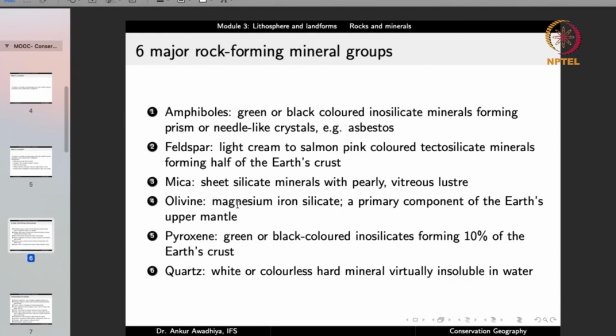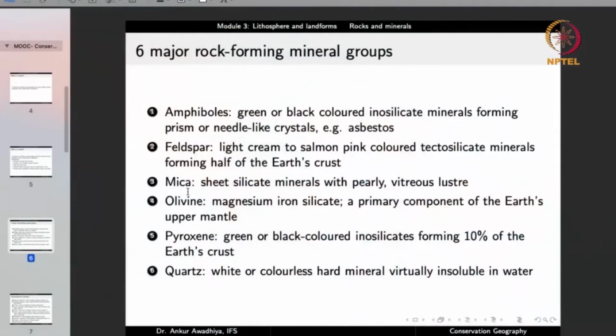The third is mica, which are sheet silicate minerals. So in this case, the silicates are arranged in the form of sheets. So we have chains, we have sheets, and we have 3-dimensional structures. In the case of mica, we have sheets. So these are sheet silicate minerals with pearly vitreous luster.